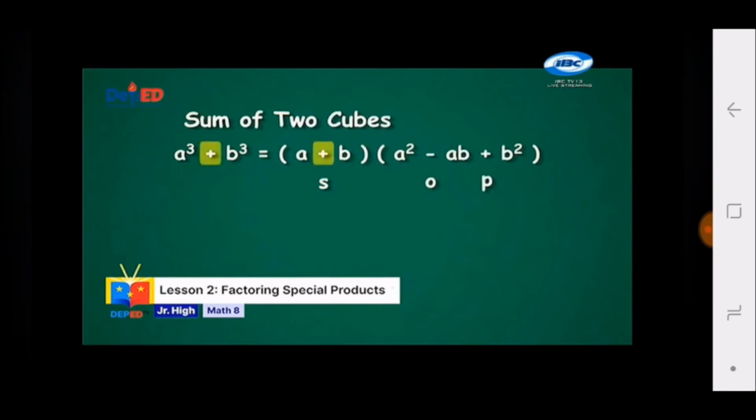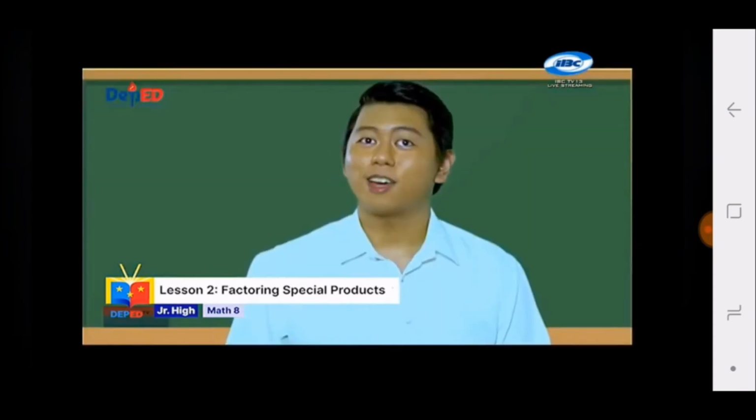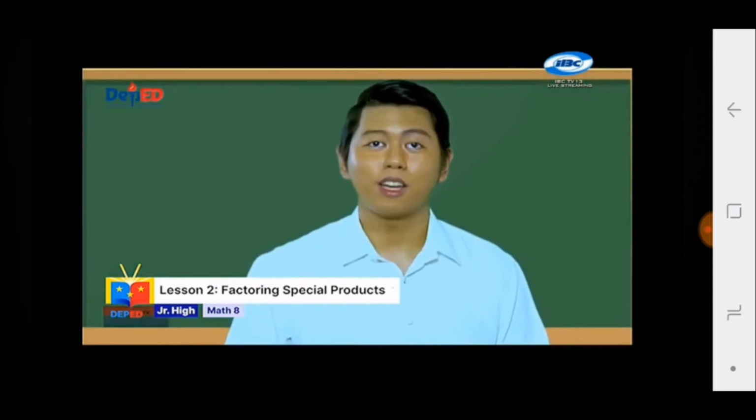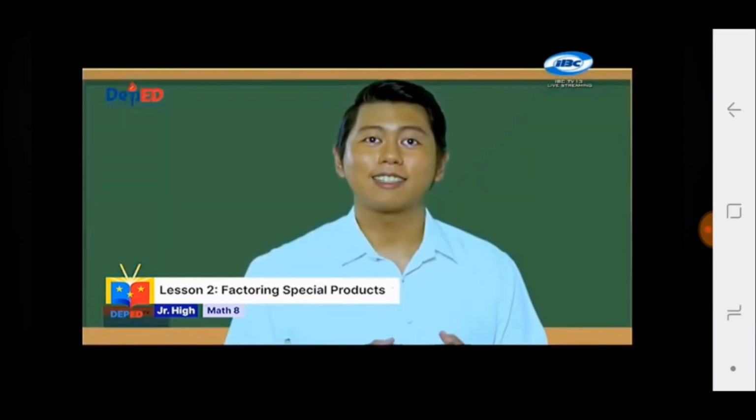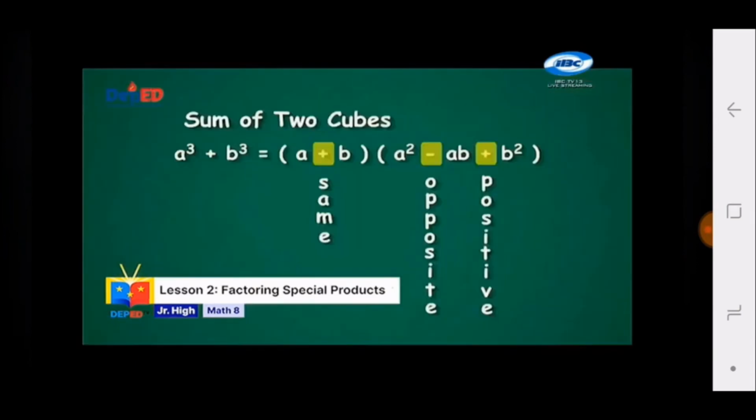SOP, meaning same, opposite, positive. The binomial factor has the same sign or operation as the given. The second sign, or the first operation in the trinomial factor, is opposite of the binomial. The last sign is always positive, regardless of the given.